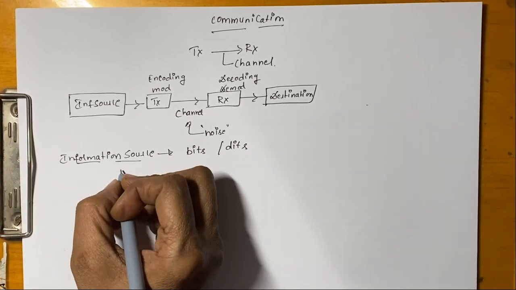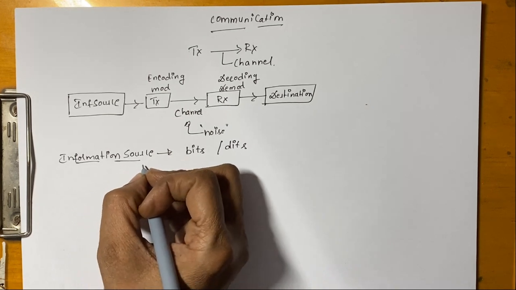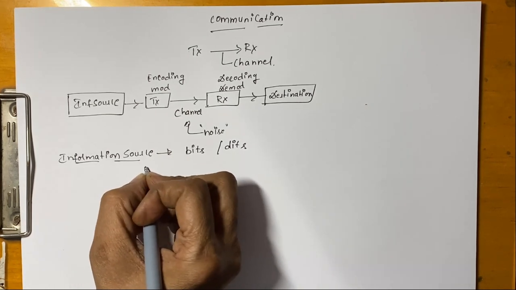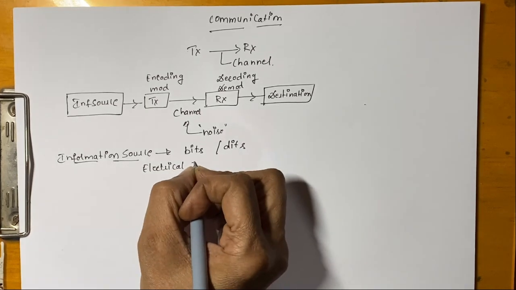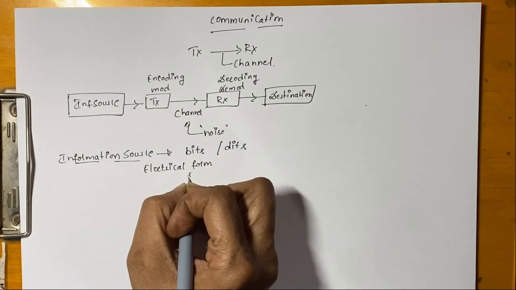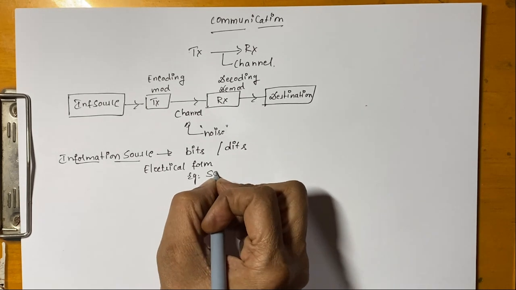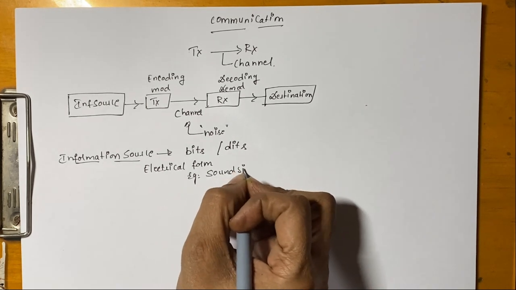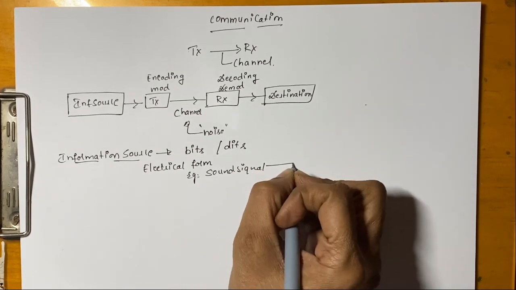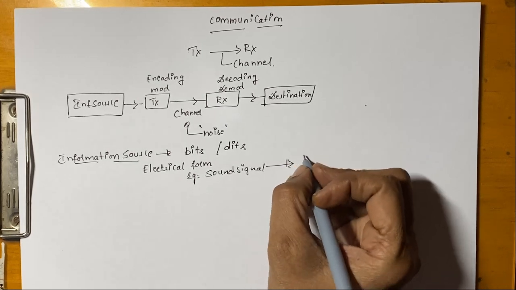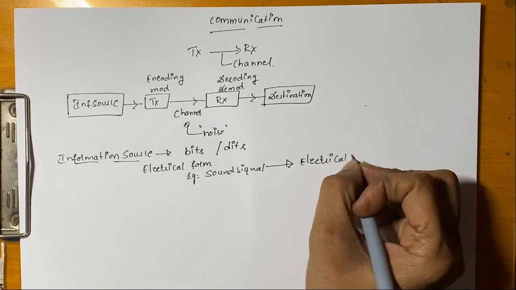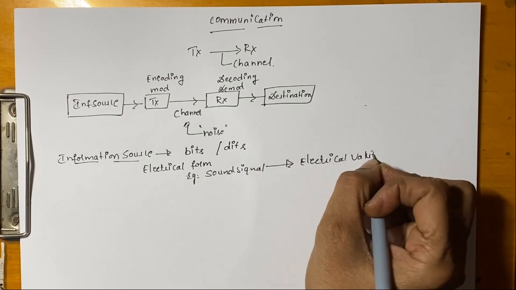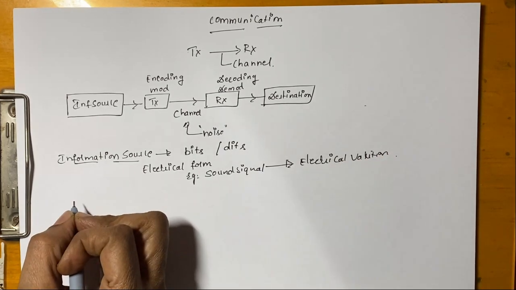This information source which is ready to be transmitted has to be in electrical form. If, for example, the signal, that is the sound signal, has to be transmitted, first this sound signal has to be converted into electrical variation, then only the signal can be transmitted through a transmitter.